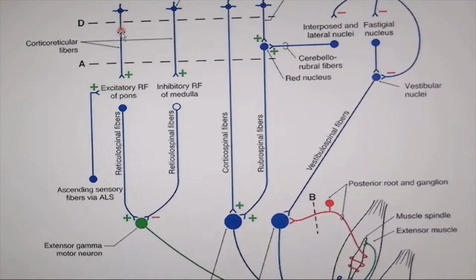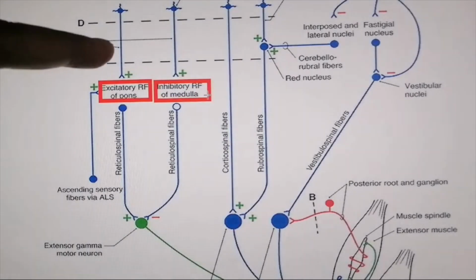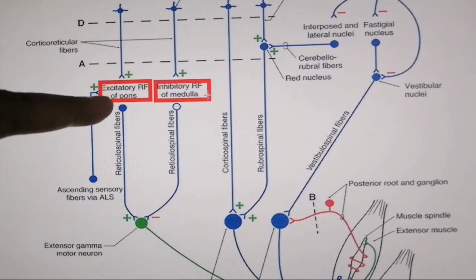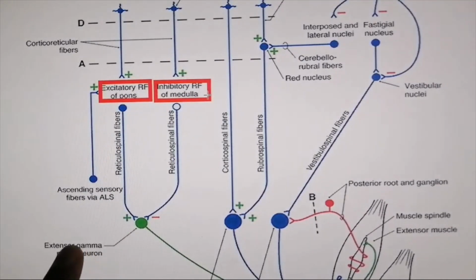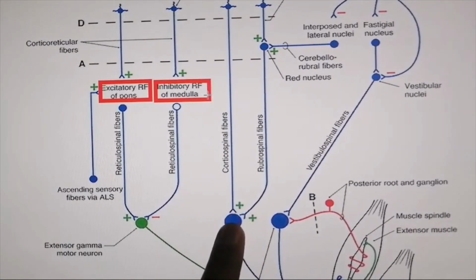Anyhow, these corticoreticular fibers come down on top of these reticular nuclei. This is now additional information. You have the excitatory reticular formation and the inhibitory reticular formation. The cortex stimulates the excitatory fiber, which is excitatory to the extensor gamma motor neuron. This was the flexor alpha motor neuron.